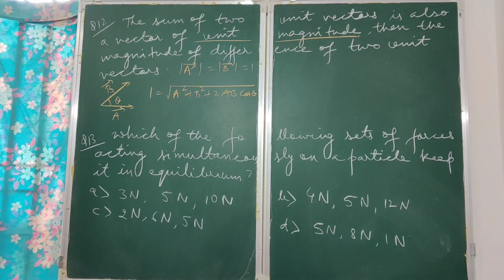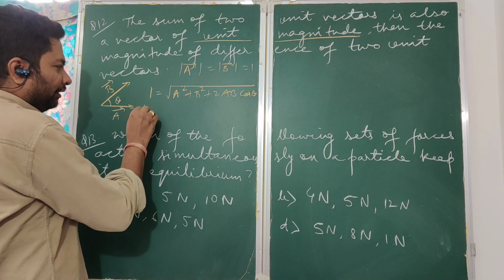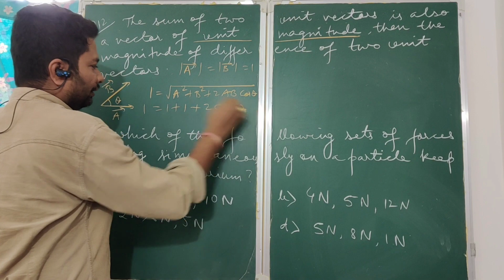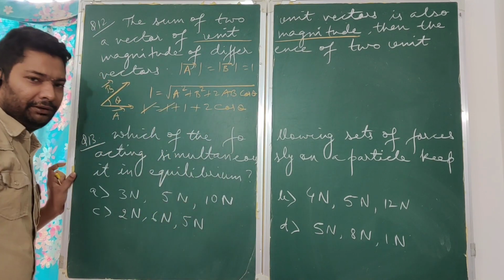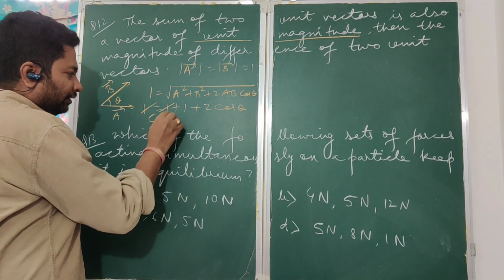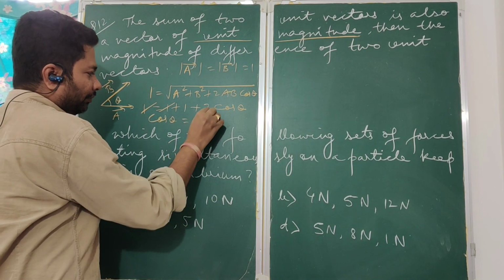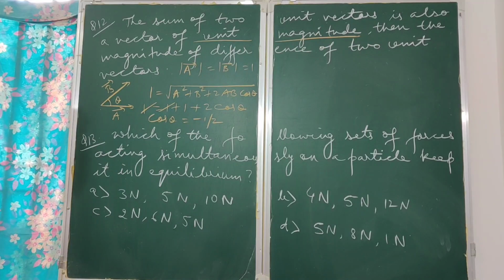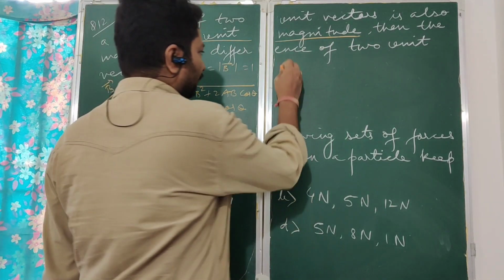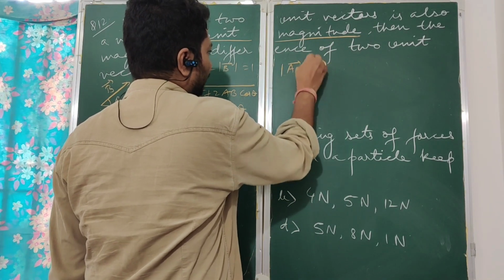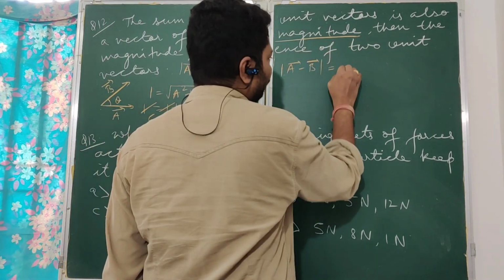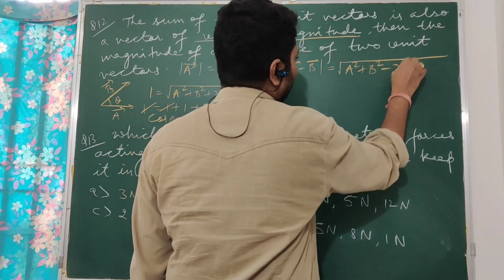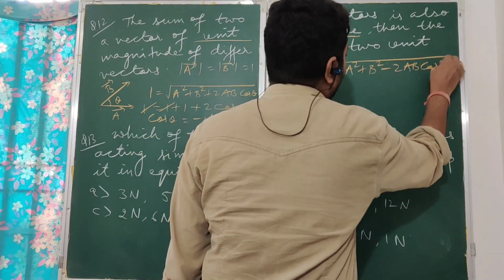Correct? So from this, again if we square both the sides, 1 is equal to 1 plus 1 plus twice cos theta. So this will get cancelled. Cos theta will be equal to minus half. From here we get cos theta is equal to minus of half. Now they are asking us to find the magnitude of difference. So that is mod of a vector minus b vector. How much will this be equal to? Root of a square plus b square minus 2ab cos theta.